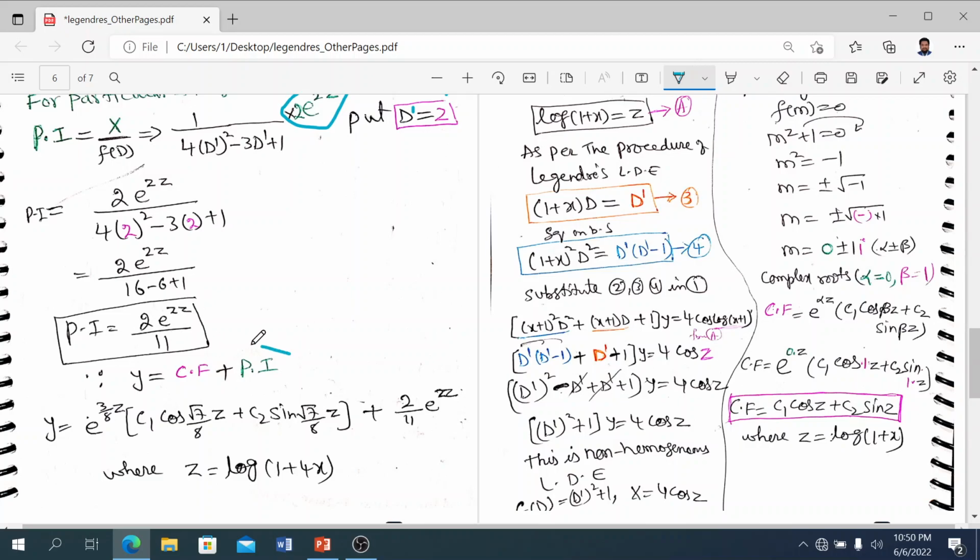And our general solution is y is equal to CF plus PI. What is CF? e power of 3z by 8 into (c1 cos root 7 by 8 z plus c2 sin root 7 by 8 z) plus 2 into e power of 2z by 11, where z is equal to log (1 plus 4x). Okay, now next question.